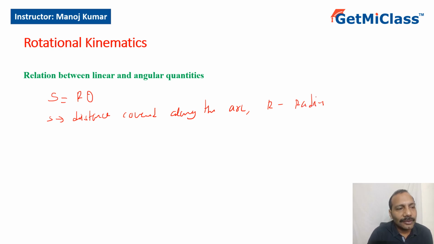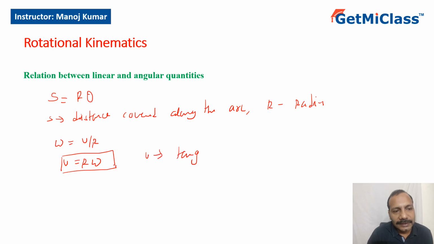Similarly, we have seen that omega equal to V by R, so that can be written as V equal to R omega. Omega is angular velocity, and V is tangential velocity. Similarly, alpha is equal to d omega by dt. We have seen that. So I can write A equal to R into alpha, where A is tangential acceleration.